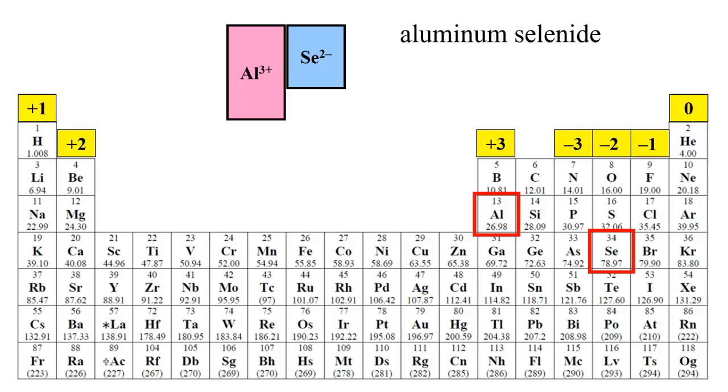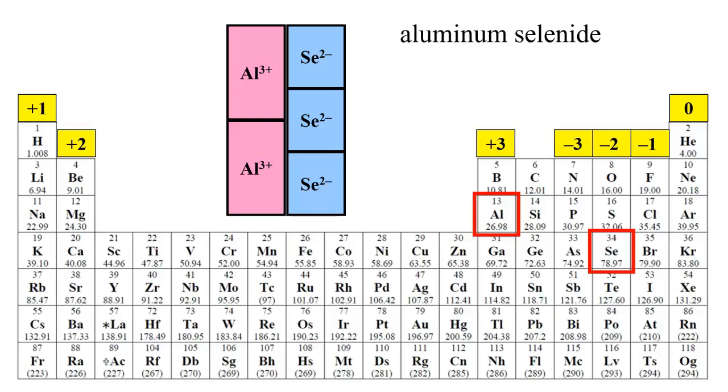Well, if I add another selenium, that still doesn't balance the overall charges on the ions. And if I add another aluminum, again, the charges are not quite yet balanced, but now if I add one more selenium, everything looks good. So we can see that we have a total charge of +6, and I have 2 aluminum ions, and we have a total charge of -6, and I have 3 selenium ions.